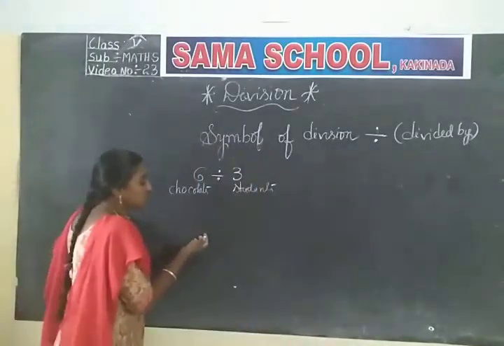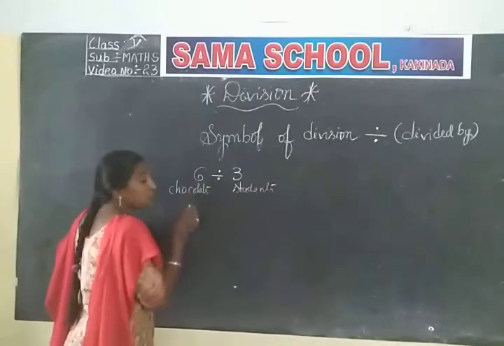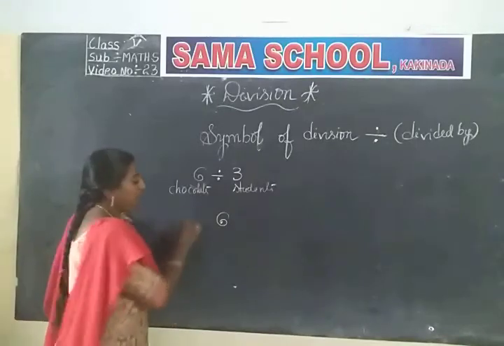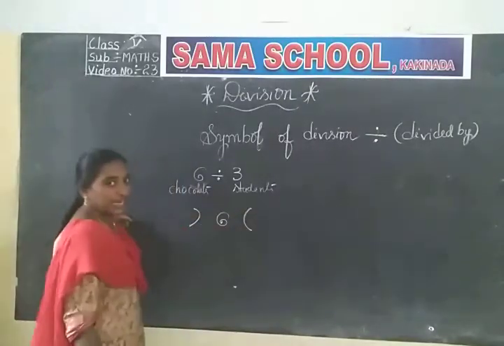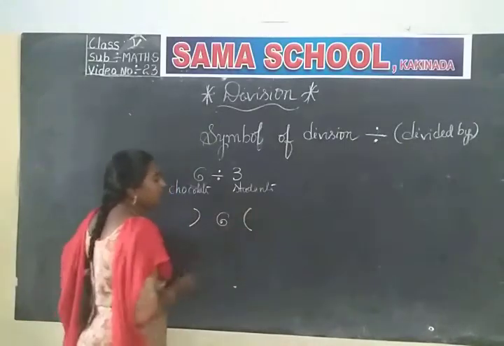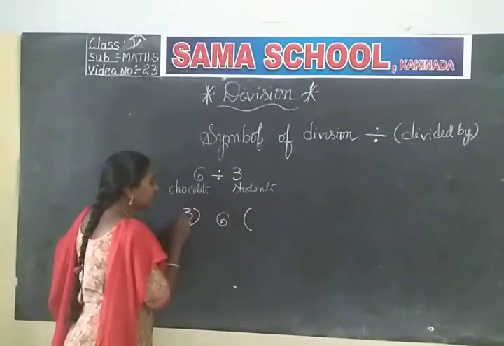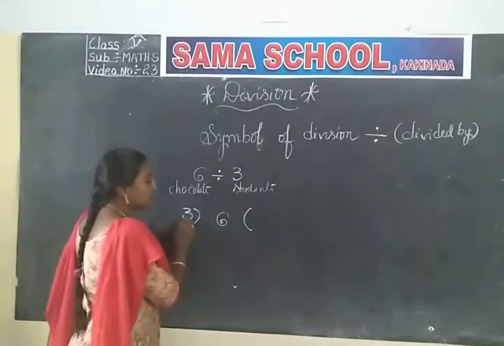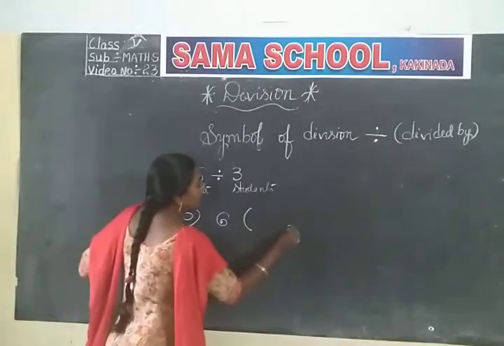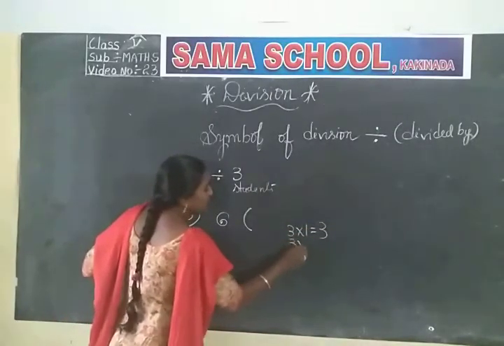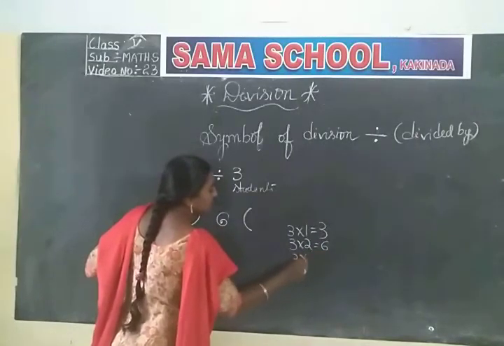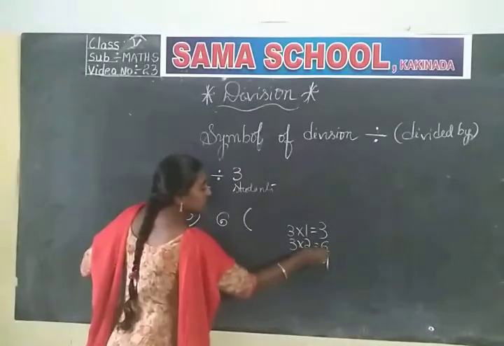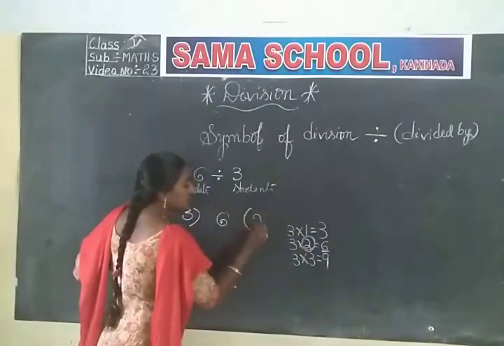So how will we arrange the numbers for doing division? First, the total number of items will be written right in the middle, and on both sides we put brackets like this. And how many students are there? That number we take on the left side. And here is the 3 table. Do you know the 3 table? Yes. Recount the 3 table. 3 ones are 3, 3 twos are 6, 3 threes are 9. See, did you find 6 in the 3 table? Yes, here it is. How many times? 2 times. So write 2 here.